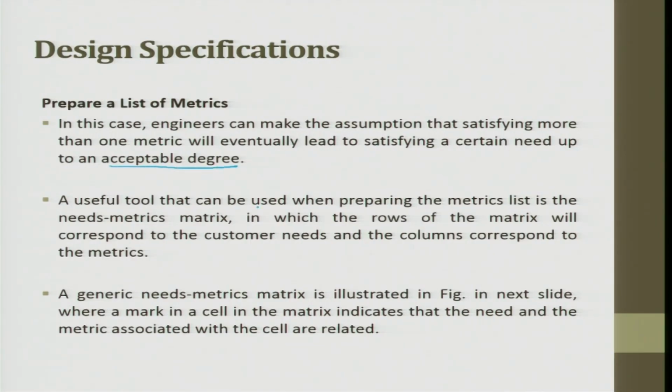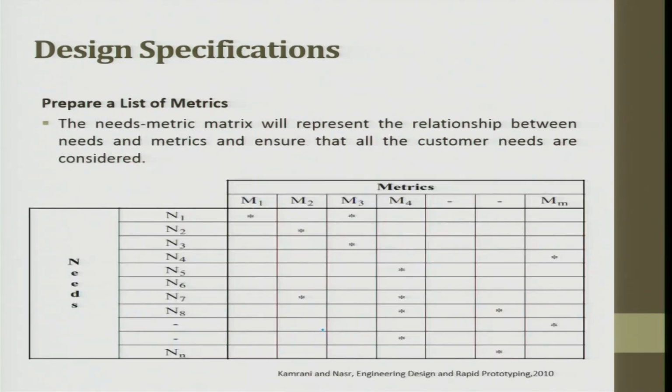A useful tool that can be used when preparing the metric list is the needs metric matrix, in which the row of the matrix will correspond to the customer need and the column corresponds to the metric. A generic need metric matrix is illustrated in the next slide. So, we can understand more. A mark in a cell in the matrix indicates that the need and the metric associated with the cell are related. So, this is how the need metric graph looks like. Here are the needs, here are the metrics.